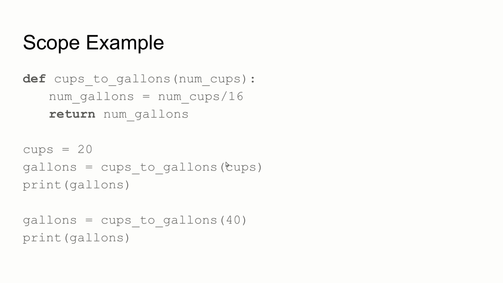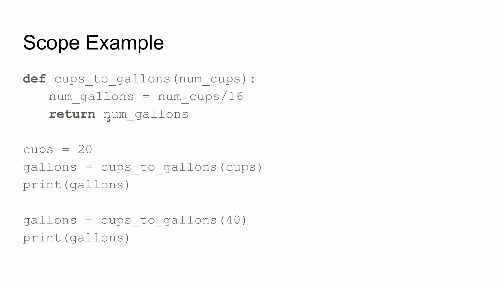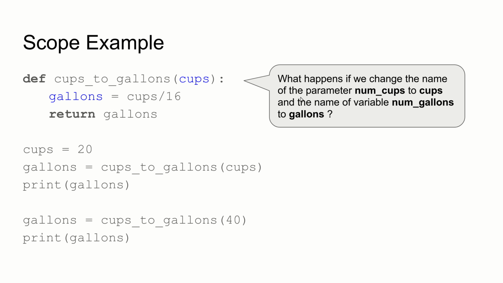And that's okay. That's passed 20 in as num cups one time when we called, and it executes the function, and it finishes and cleans everything up. And then it puts 40 as num cups, and it does new calculations, returns the value, and cleans up all of those variable names again.